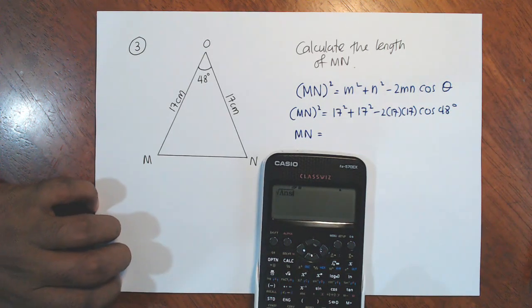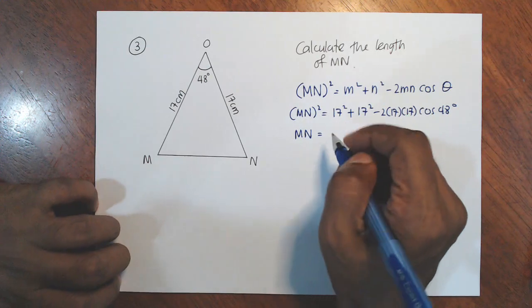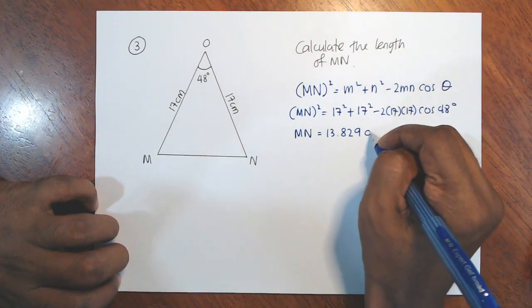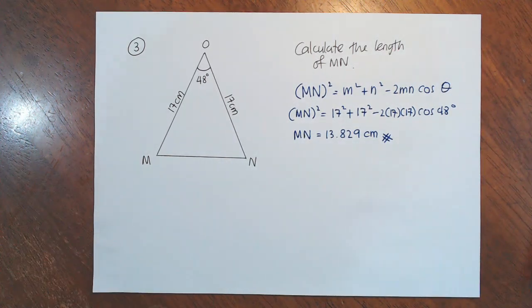You get 13.829. Yep. So MN is 13.829 centimeters, right? Yep, all these are from solutions of triangles, and they are very, very useful in the chapter circular measure. I'll see you in the next video, guys. Don't worry, I will help you out.